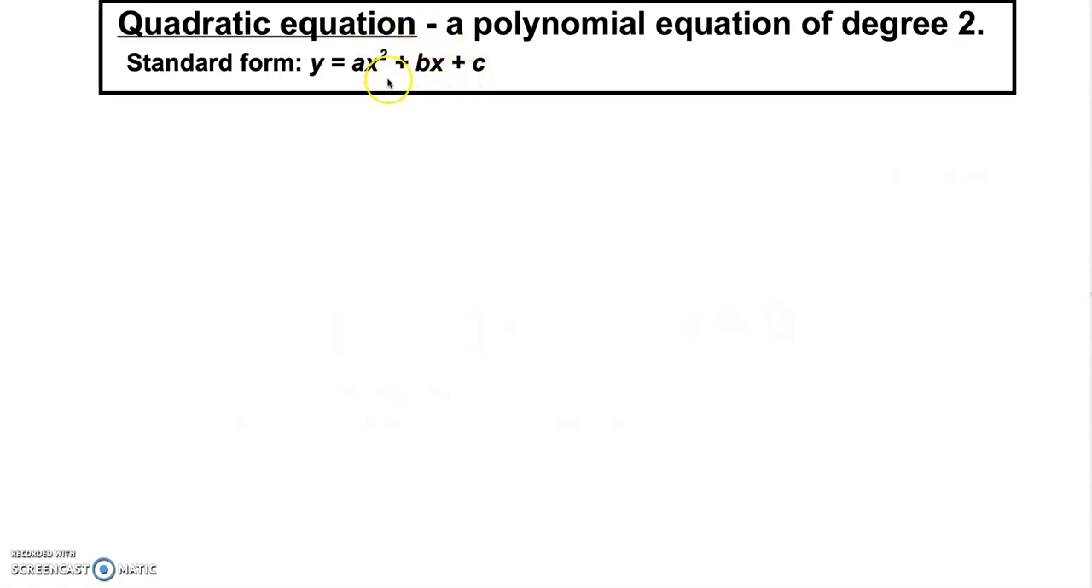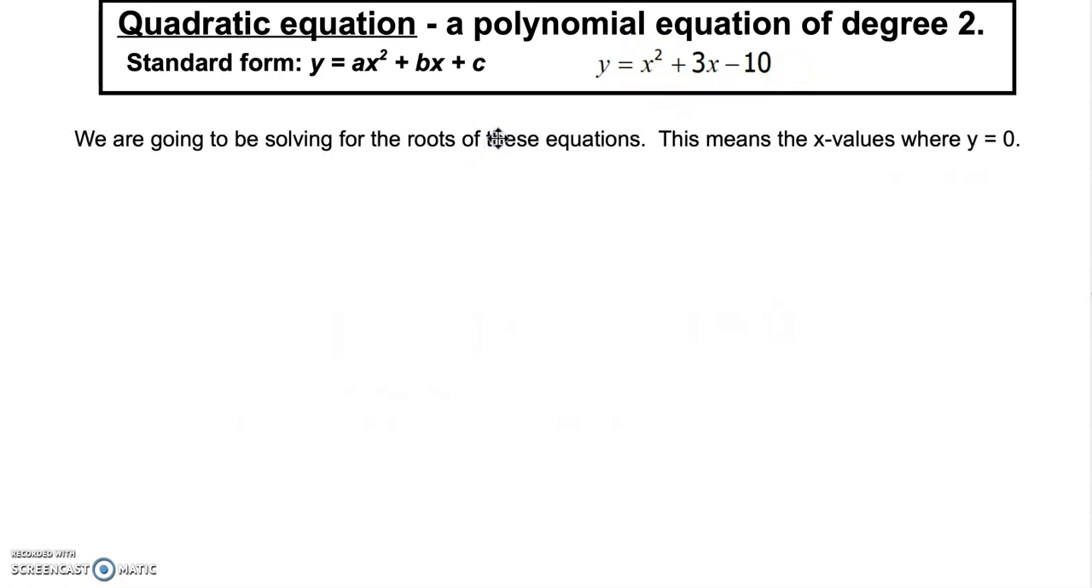So we've been dealing with these type of expressions, but we haven't really talked about equations. An example of a quadratic equation looks like y equals x squared plus 3x minus 10. You guys are used to seeing this trinomial. We've been working on factoring those. What we're going to be doing is solving for the roots of these equations. The roots mean the x values where y is equal to 0. So where y is equal to 0, we're going to be solving for these x values.